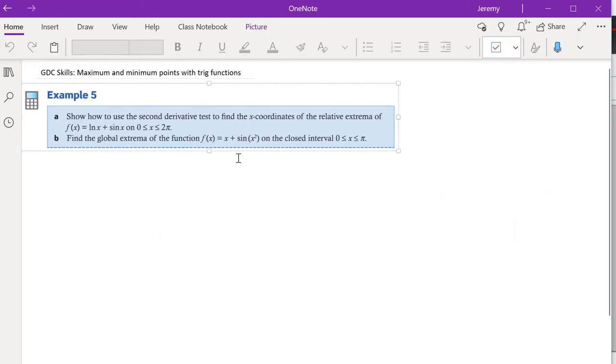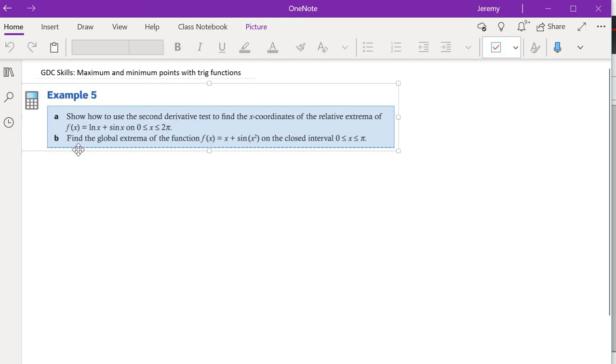Now, I don't particularly like this question here because I think that if you're going to find the relative extrema of that function, you're just going to find the turning points, right? The maximum and minimum of the original function.